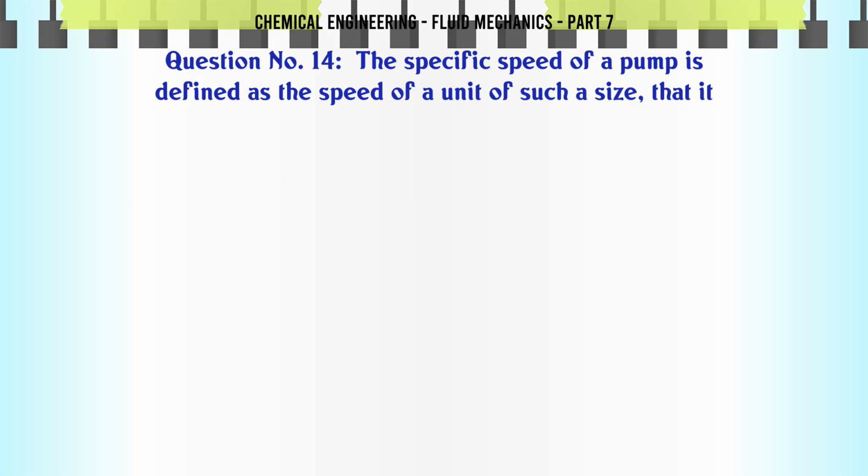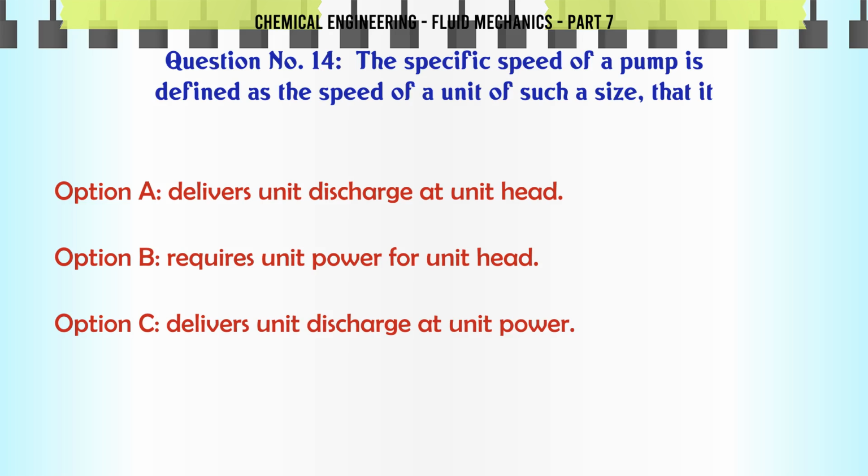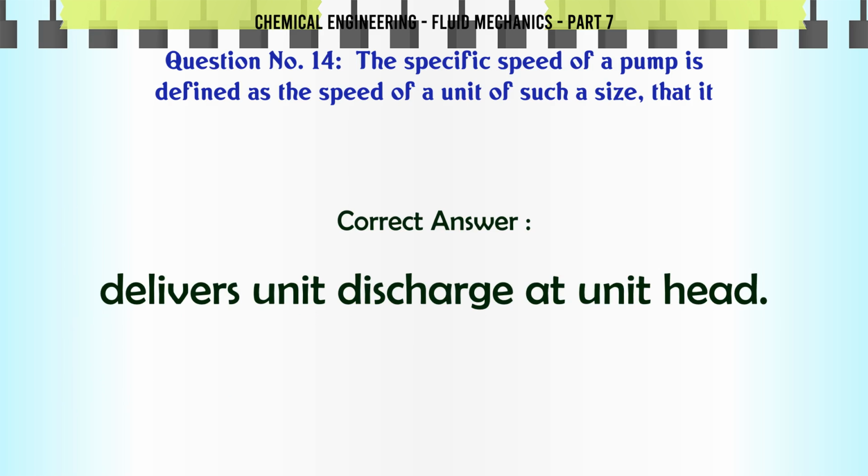The specific speed of a pump is defined as the speed of a unit of such a size that it A. delivers unit discharge at unit head, B. requires unit power for unit head, C. delivers unit discharge at unit power, D. none of these. The correct answer is delivers unit discharge at unit head.